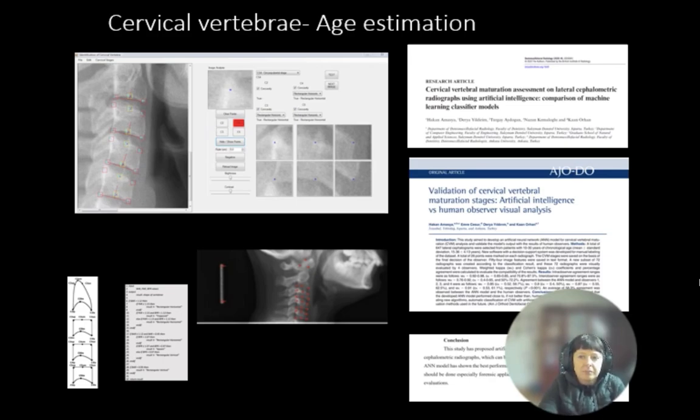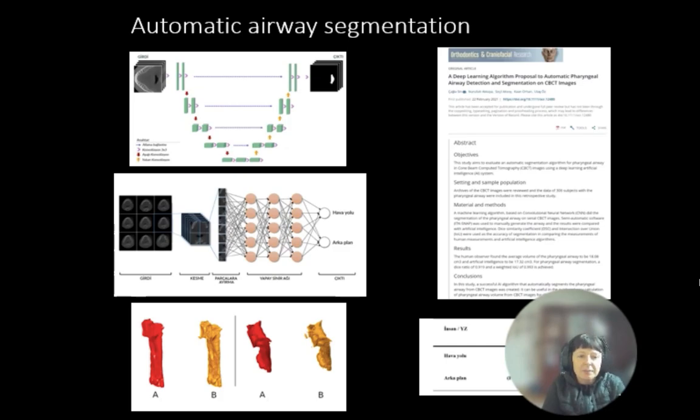Another use of AI for segmentation is segmentation of the upper respiratory tract, and this is useful in evaluation of patients with sleep apnea.